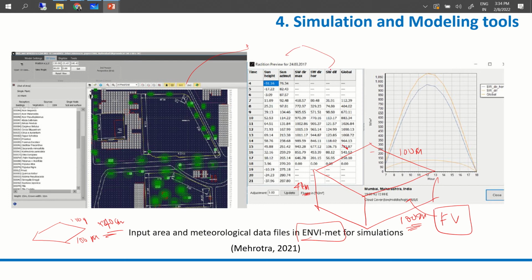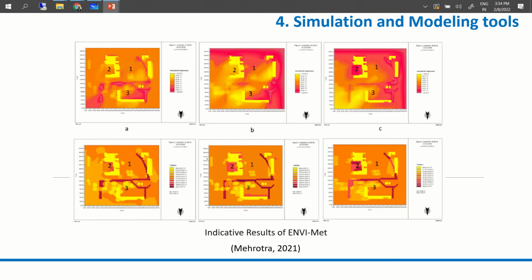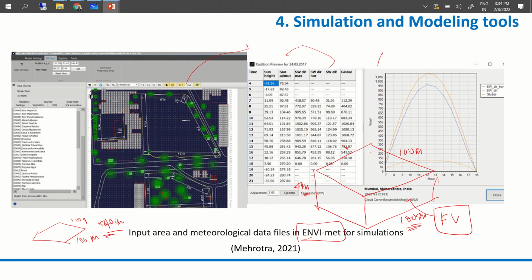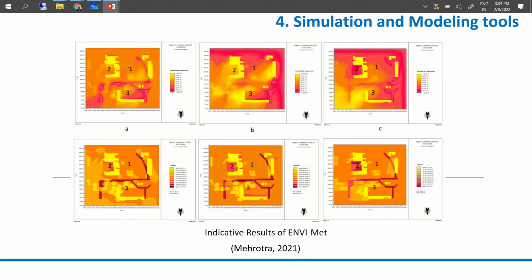We can model, I think I have the results. It's not very clear. Yeah, we can model air temperature. Let's say, for example, this is one building and that is another building. What happens in between the buildings? How does it react to air temperature as well as the wind, and how much heat is radiated from each of the building surfaces, and what happens in these spaces?